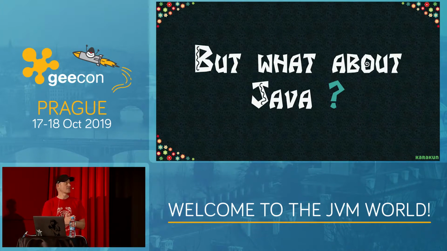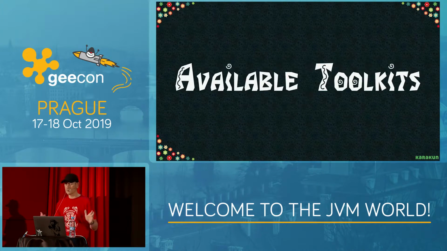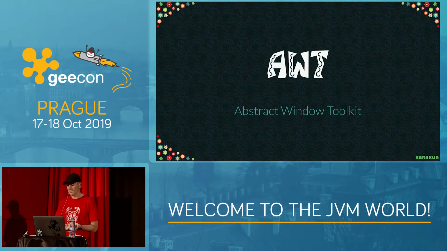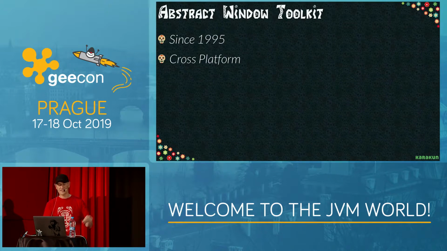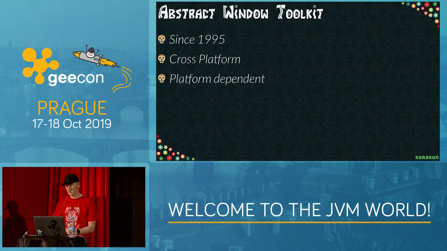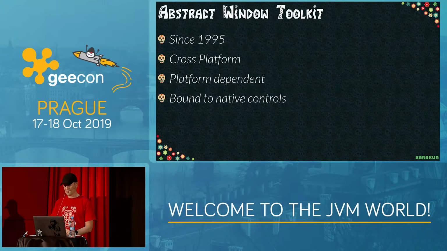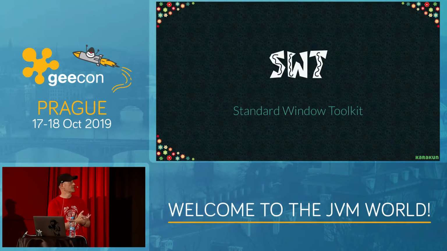So then what about Java in that environment, right? So let's shortly take a look at the available toolkits, and they are still available. So AWT, someone working with AWT still? No? Good. It's from 1995, it's a cross-platform toolkit, platform dependent, because it's bound to native controls, it interfaces to native controls.